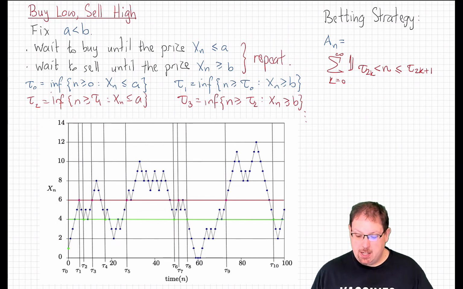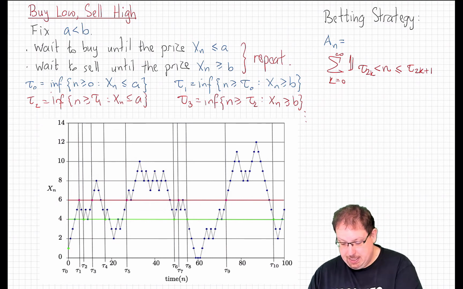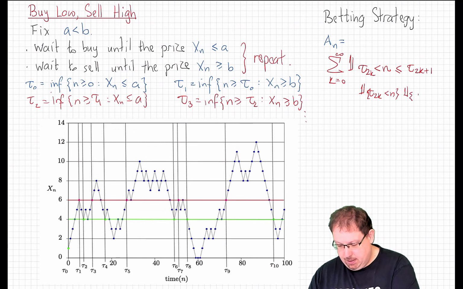And if we want to be precise, we better make sure that it actually is a valid strategy. That is, it has to be non-negative. Okay, it is, as we can see. It's a sum of indicator functions that are all disjoint from each other, so it takes values 0 or 1 at any time step. And we need to see that it's predictable. Okay, well, this is the same thing as the indicator of the event that tau 2k is less than n times the indicator of the event that tau 2k plus 1 is greater than or equal to n.